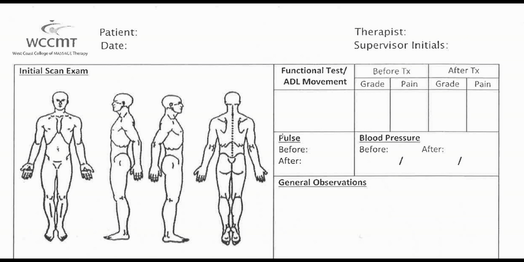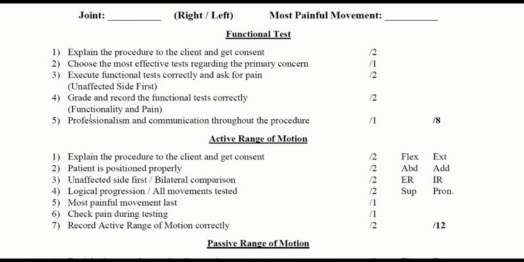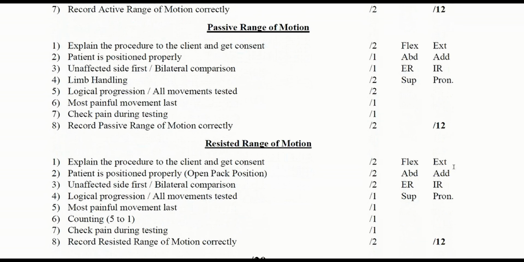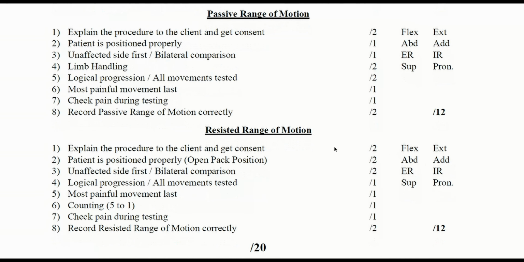Then your grading, and then you have to check for the pain. So please make sure that you're actually checking for the pain. That's what I put down, functionality and pain right here. Again, professionalism and communication throughout the procedure. Really, it's an easy 3 marks as long as you're actually talking and being friendly and clear and precise with your client. After that, we are going through the passive or resistant range of motion, because you're gonna have to do only one of them.